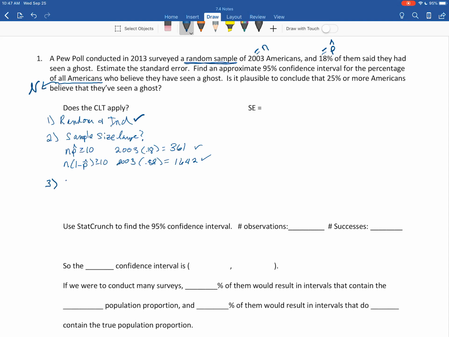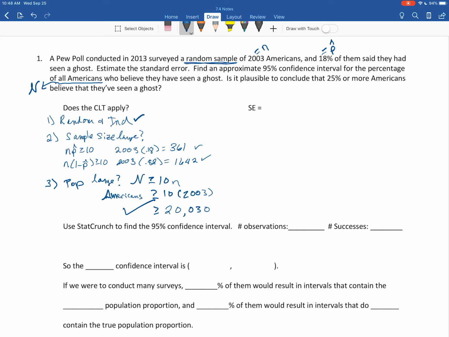And third, we need to check, is the population large enough? Is the whole population greater than or equal to 10 times the sample? Okay, so our sample was 2003. And what's our whole population? That's all Americans. Now, I don't know how many total Americans there are, but are there more than 20,030 of them? Yes, of course there are. So we're good there. So our CLT applies.